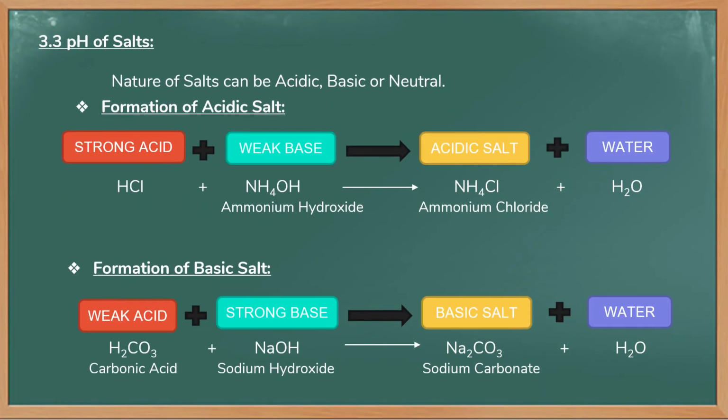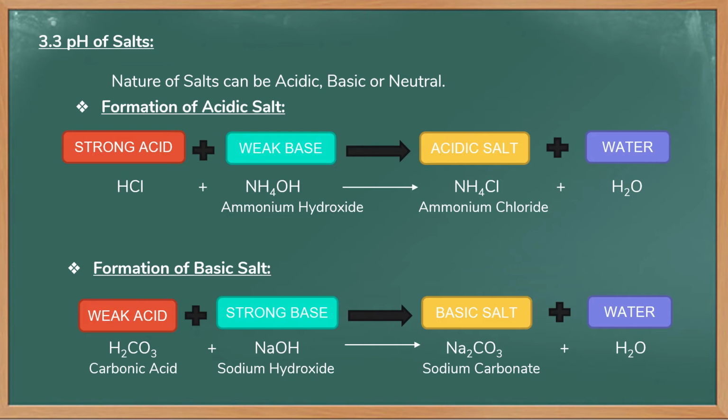pH of salts. Nature of salts can be acidic, basic or neutral. Formation of acidic salt. Acidic salt is formed when a strong acid reacts with a weak base. Here hydrochloric acid is a strong acid and ammonium hydroxide is a weak base. So the resultant salt, ammonium chloride, is an acidic salt.